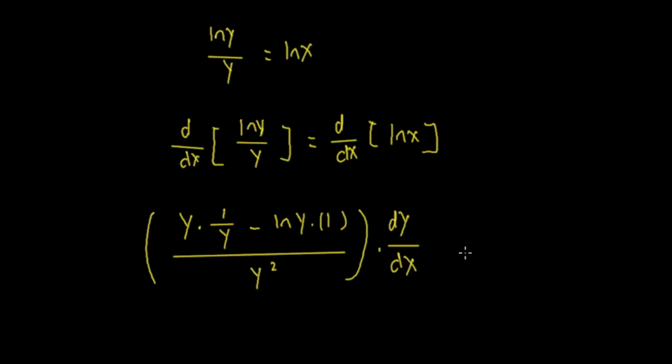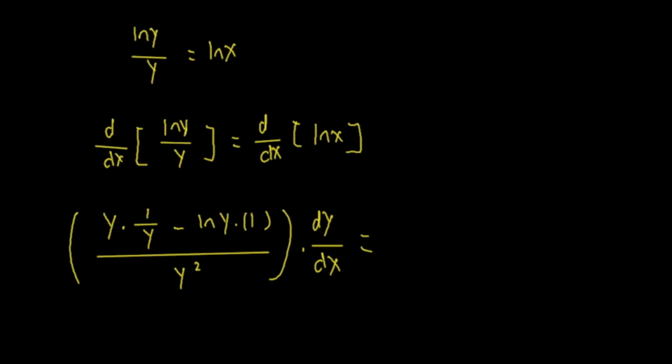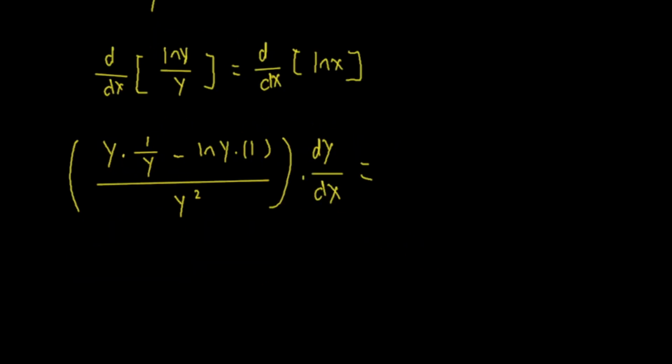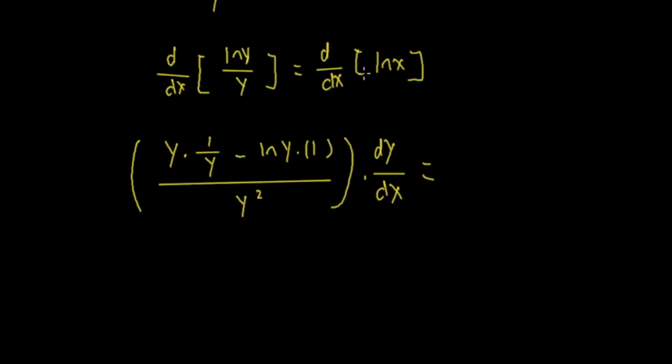Okay, why do I have to do that? Because on this side, this is y, not x, and we're taking a derivative of y with respect to x. Equal to, now, the right side. The derivative of the right side is just 1 over x, because this is x, and we're taking the derivative with respect to x.